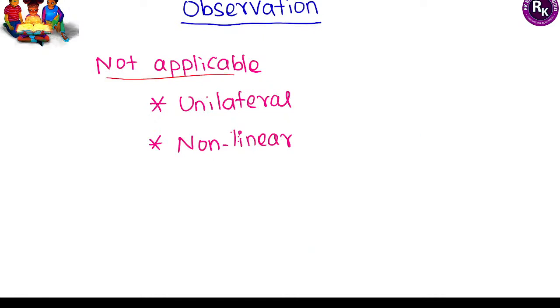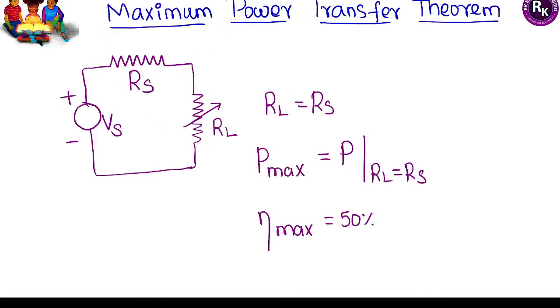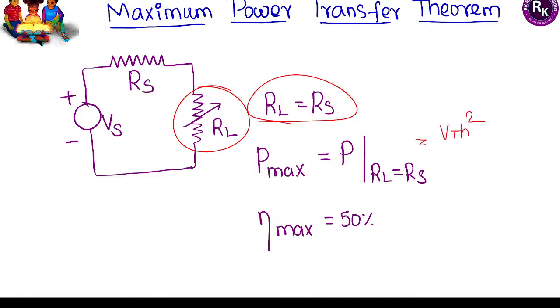Next, let us have the observations. The Thevenin theorem is not applicable for unilateral circuits. It is applicable only for bilateral circuits. It is also not applicable for non-linear circuits. It is applicable only for linear circuits. Now, let us see the various conditions for applying the maximum power transfer theorem. First of all, if your load is purely resistive and it's a DC circuit, then the load resistance should be equal to the source resistance to achieve maximum power, and the maximum power transfer formula will be VTH squared divided by 4 times RTH.